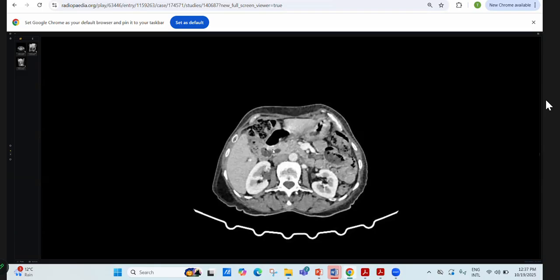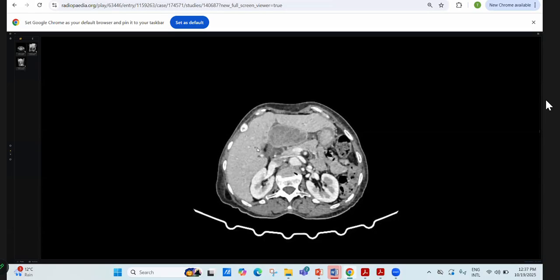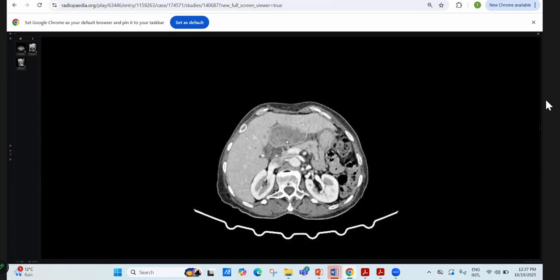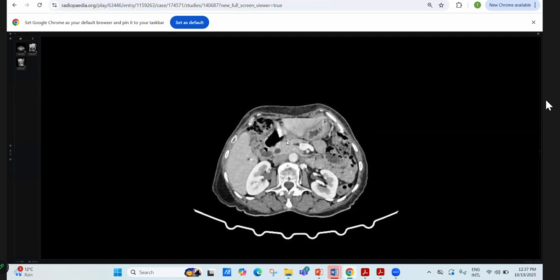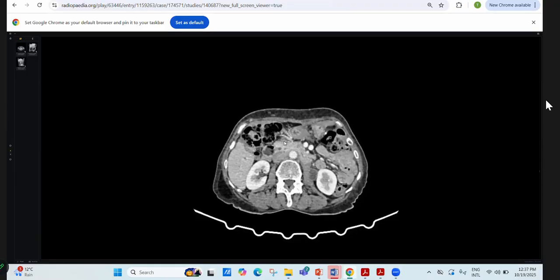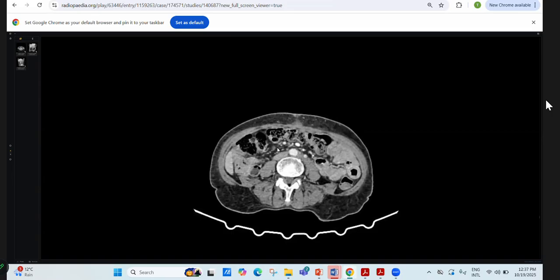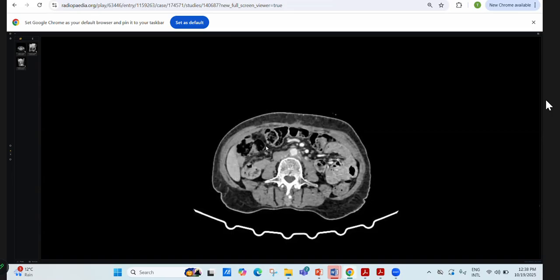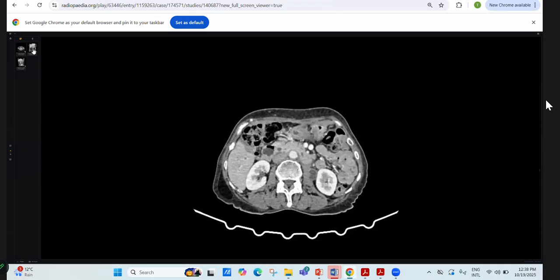The dilated structure just adjacent to the inferior margin of the liver is not continuous with the stomach or duodenum, so it may represent a collection, as the patient has had a recent cholecystectomy. In my routine practice, I'll also check the coronal images.